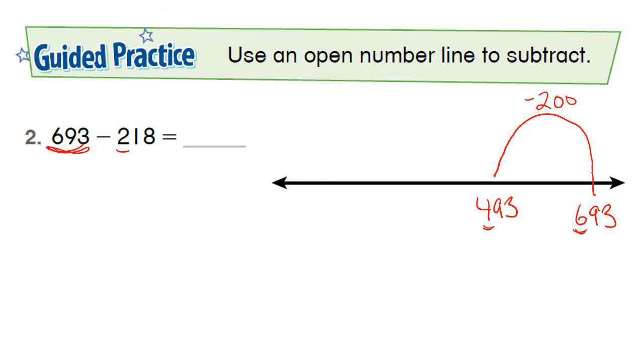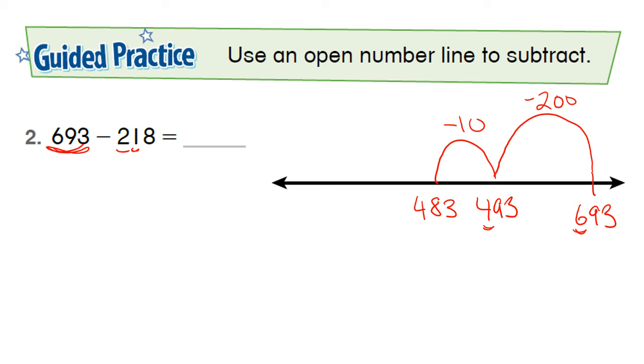Now we're going to go to the tens place value, and we're going to subtract 10. So 493 minus 10 is 483. Notice we're subtracting tens, so the only place value that changes is the tens place value. 9 tens minus 1 ten equals 8 tens.